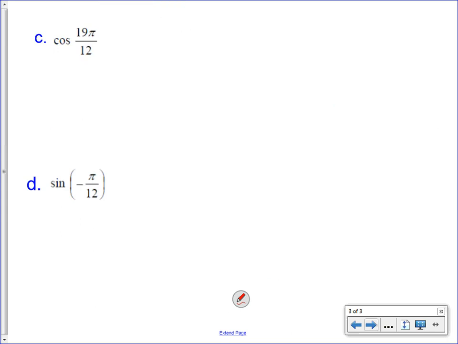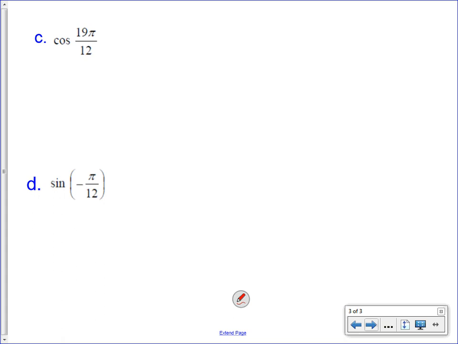Okay, let's look at a couple examples where the angles are in radians. Now in radians, sometimes it can be a little bit more difficult to figure out a sum or difference of the two angles. Like for instance, in example C, we want to find cosine of 19 pi over 12.